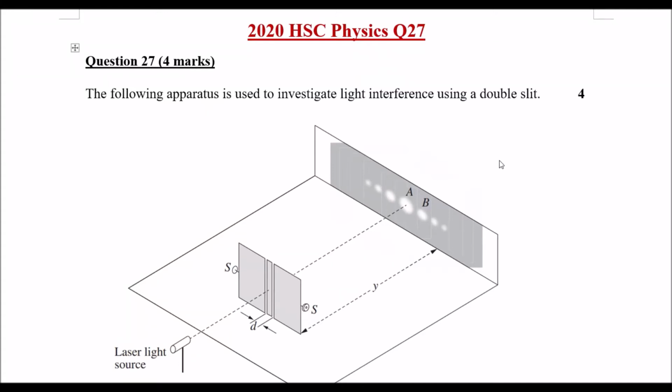My name is Mr. Wong, and today we'll be covering a question from Module 7, Inquiry Question 2. This is from the 2020 HSC Physics paper, Question 27. It is worth 4 marks.